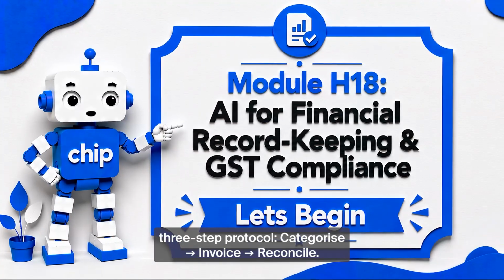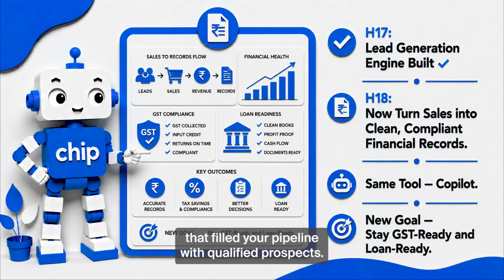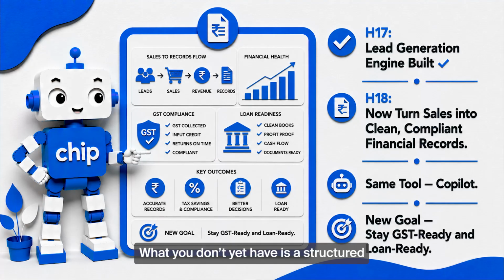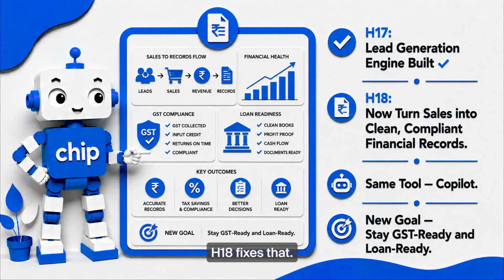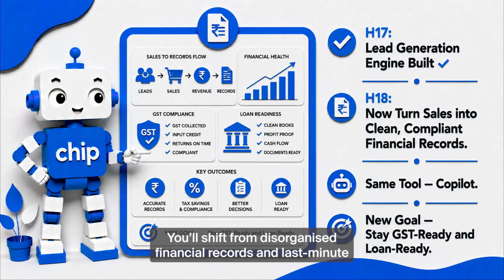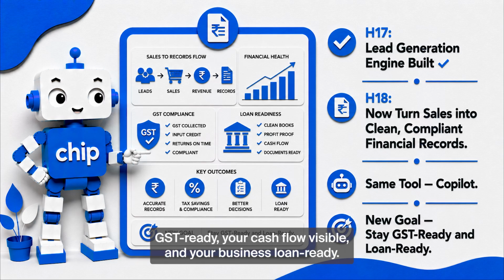categorize, invoice, reconcile. In H18 you built a lead generation engine that filled your pipeline with qualified prospects. What you don't yet have is a structured way to manage the money those deals generate. H18 fixes that. You'll shift from disorganized financial records and last-minute compliance to a proactive, AI-assisted finance workflow that keeps your books GST ready, your cash flow visible, and your business loan ready.